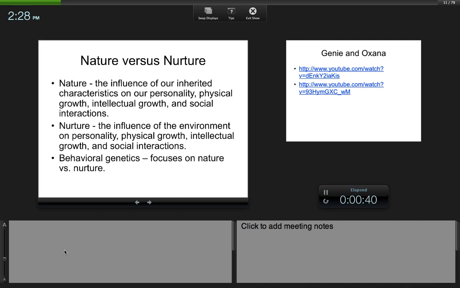When we're talking about nurture, we're talking about the influence of the environment, right? How does the environment, or where we grew up, how does it impact our personality? How does it impact physical growth? How does it impact our intellectual growth or abilities and our social interaction? For the most part, this idea of the nature versus nurture debate doesn't really exist anymore. What do you think people say about nature versus nurture?